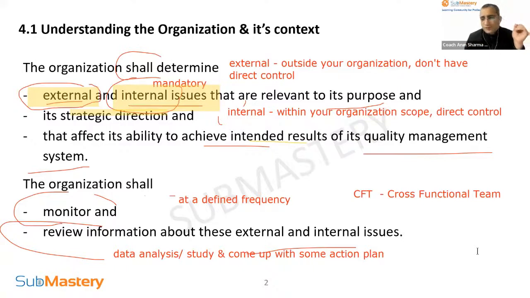When you say review information, it's more linked with studying that data and coming up with some sort of action plan. So definitely both are required, right? Both are required. So in this clause, what do you understand? In this clause, you need to identify what your internal and external issues are, okay? What are the methodologies? I'll talk about that.